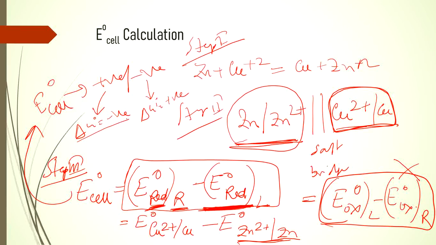Now if del G0 is negative then it would be a spontaneous process, and if del G0 is positive then it would be a non-spontaneous process. So through this E0 cell calculation we can say whether the process would be spontaneous or not, and whether the reactant will be converted to product or not. So this is basically the overall step 1, step 2 and step 3.